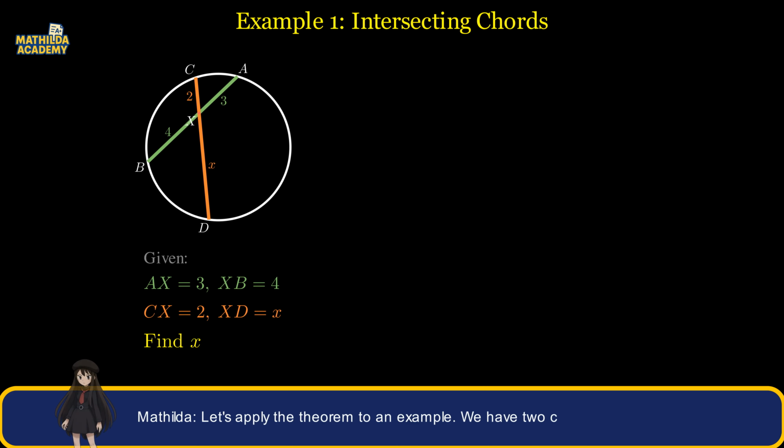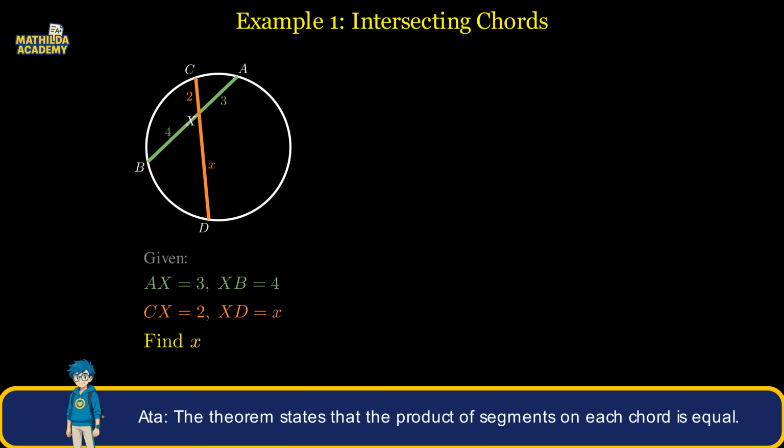Let's apply the theorem to an example. We have two chords intersecting at point X. We know three segment lengths, 3, 4, and 2. Our goal is to find the missing length, x. The theorem states that the product of segments on each chord is equal.